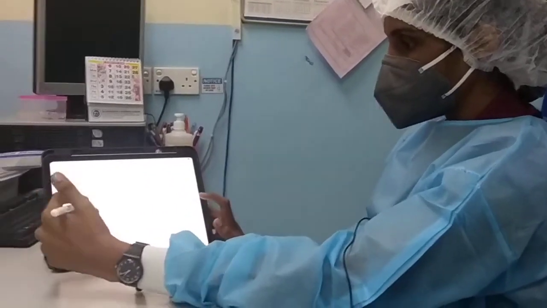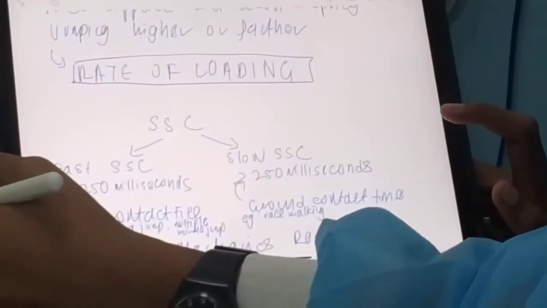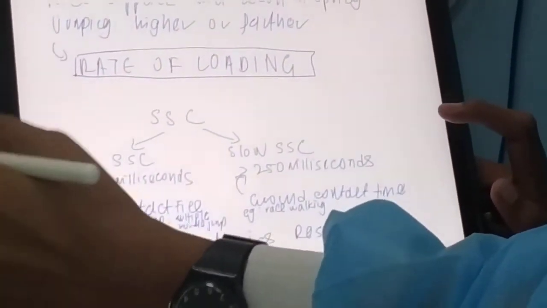This SSC has two types, based on the duration of the ground time, that is, the ground contact time.